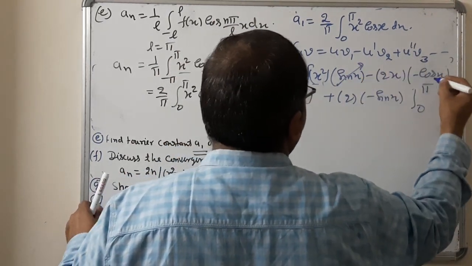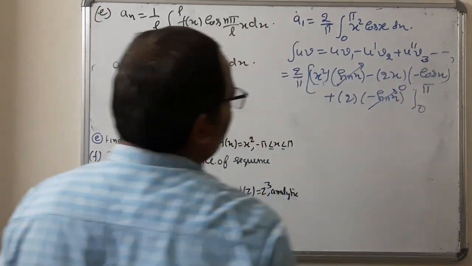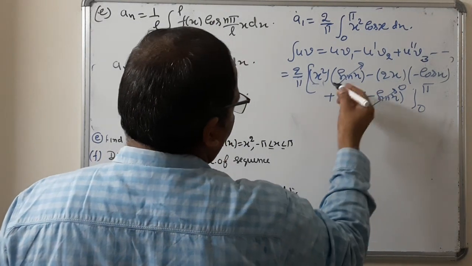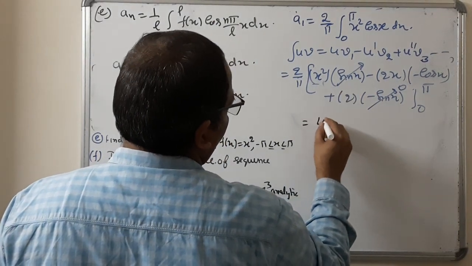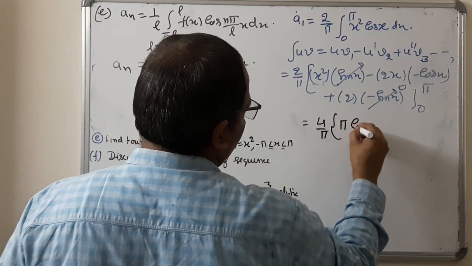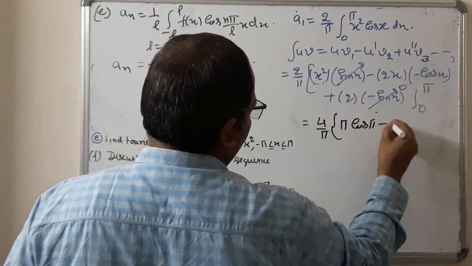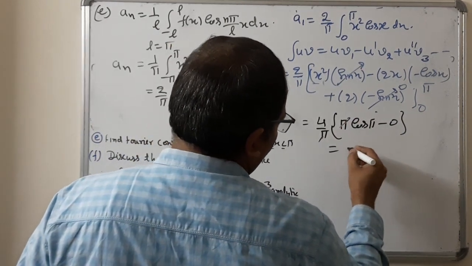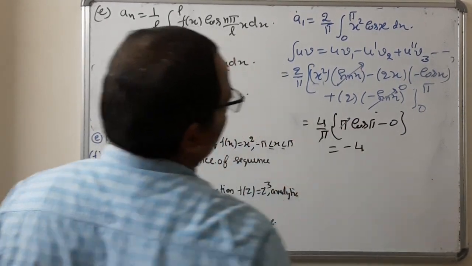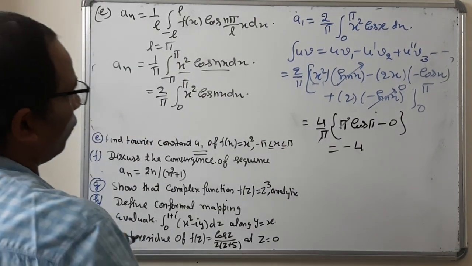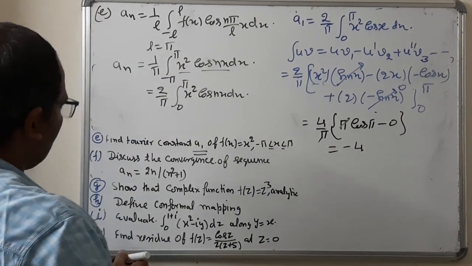For 0 to pi, the first and third terms will be equal to 0. We get from here 2 times 2 is 4, 4 upon pi, and put x's value pi, cos pi, and the second part is 0, so pi and pi cancel out, that is minus 4. Cos pi means minus 1, right? We get minus 4. The value of A1 is minus 4.